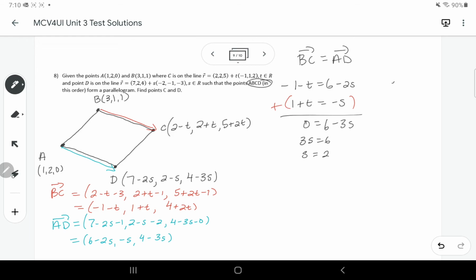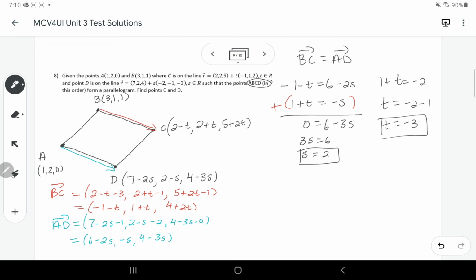So now I'm going to sub that back in to figure out what my T value would be. I'll probably use that second equation. So 1 plus T equals negative 2 because it's negative S. I said 1 plus T and I wrote 1 plus 2. So T equals negative 2 minus 1, T equals negative 3. So that gives me what those values would be.